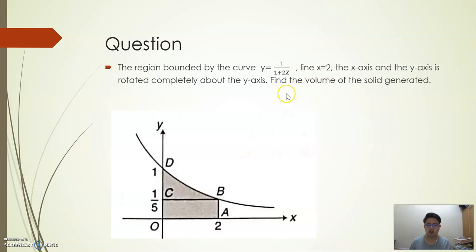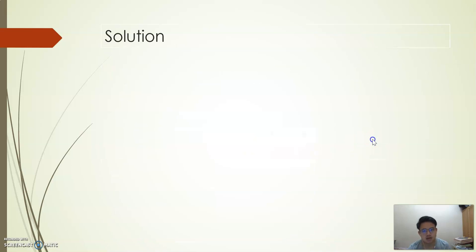What's the meaning of this? So we need to have the concept first. Finding the volume of the solid generated means that it will have a rotation about the axis. So the question is rotated completely about the y-axis. The shaded region involved has the rotation about the y-axis only. This is the main concept of this subtopic. So let's go through our solution.